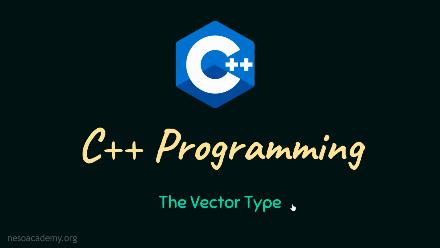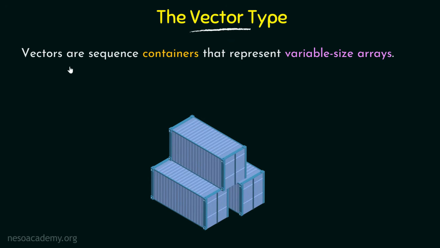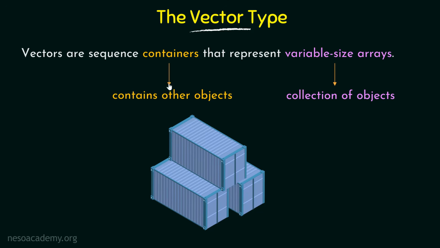In this lecture, we will start discussing the vector type. Now, vectors are sequence containers that represent variable size arrays. Remember these two terms, containers and variable size arrays. Now, let's see what we mean by these. Containers actually means they contain other objects. So, vectors contain other objects, and by variable size arrays, we mean that they are a collection of objects, which can be of variable size. So, they are actually something that holds other objects. So, keep that in mind.